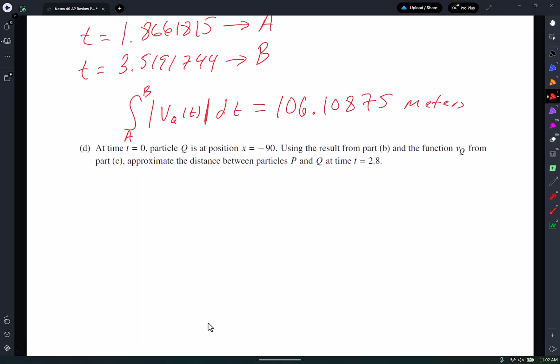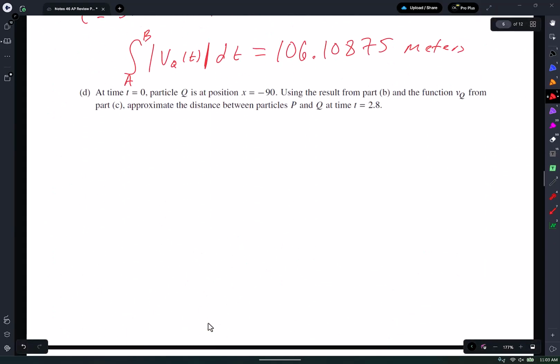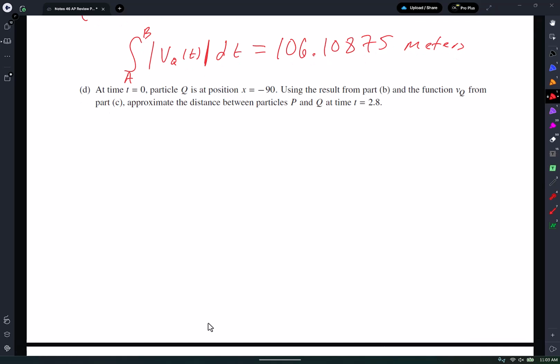At time t equals 0, particle Q is at position negative 90. Oh, okay. There's a particle. There's a position problem. I love it. Using the result from part B. Wait, but part B was the other. Well, let me read it, I guess. Using the result from part B and the function VQ from part C, approximate the distance between particle P and Q at time t equals 2.8.